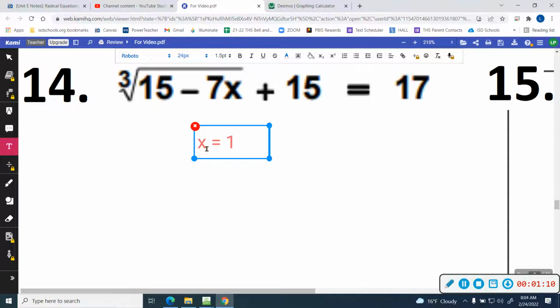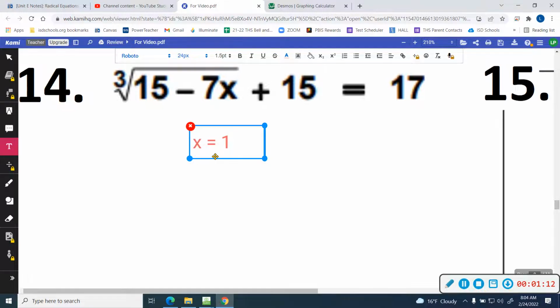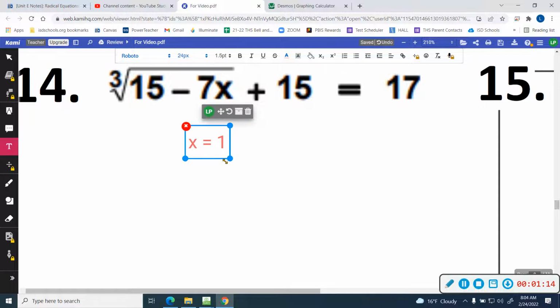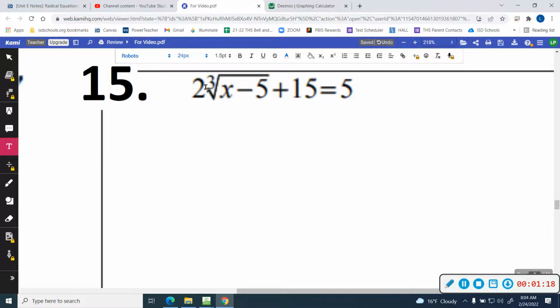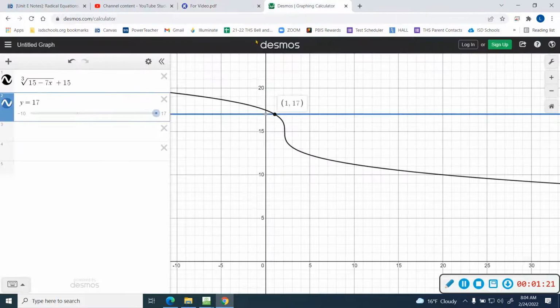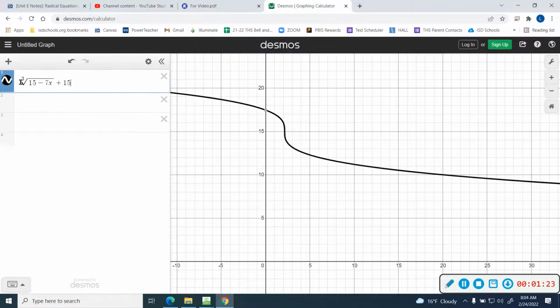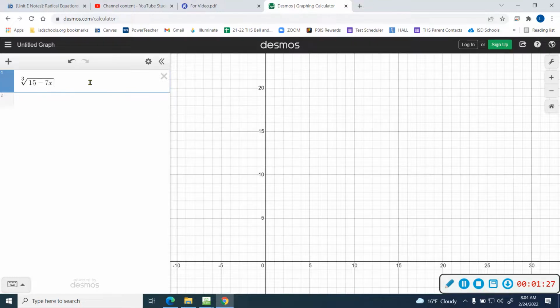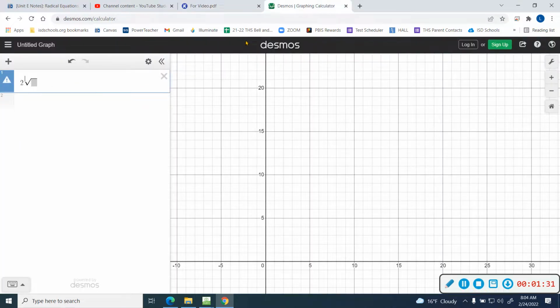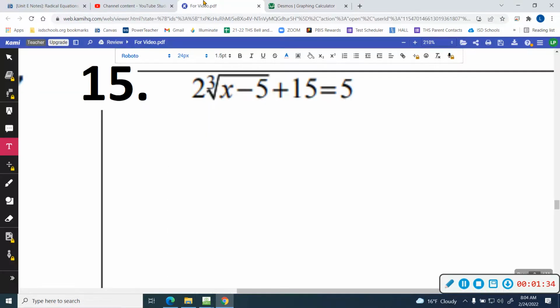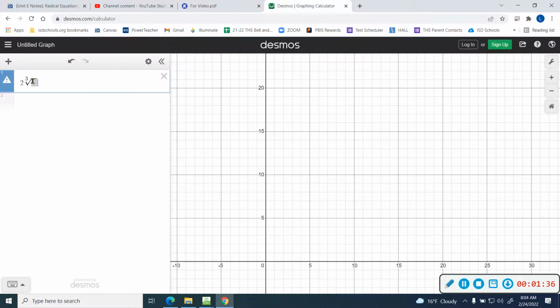Now if you want to know how to solve this by hand, I would reference the practice video. But for the test, this is how I would solve these. Let's do the next one. That's 2 times the cubed root of x minus 5. Two. That's nth root, that's cubic, x minus 5, and we're adding 15 on the outside.